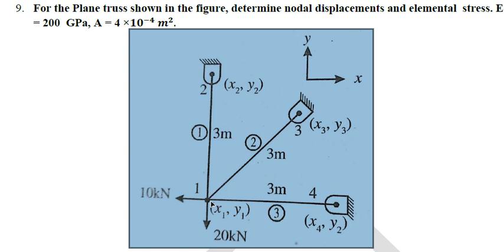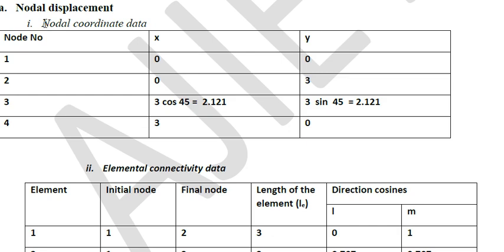Now I can take initial node as 1, final node as 4; initial node as 1, final node as 3; initial node as 1, final node as 2. Like that we can do this problem. Let me continue. The first step is to write the nodal coordinate data.